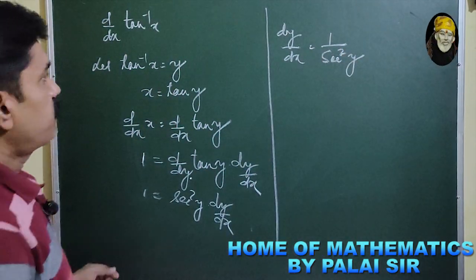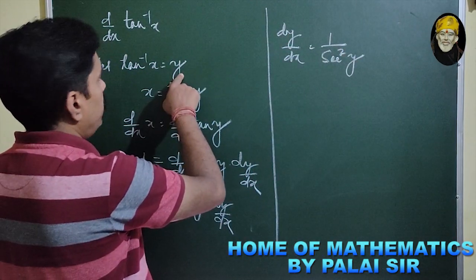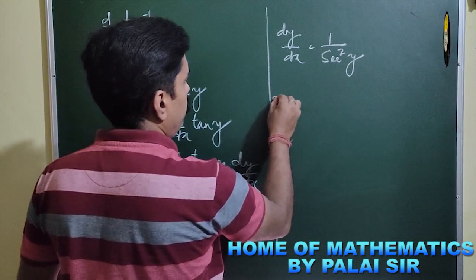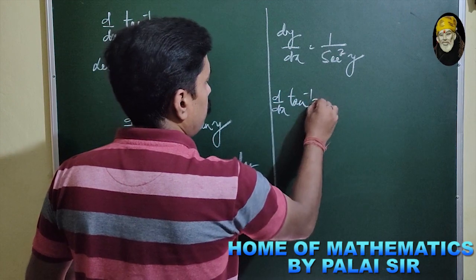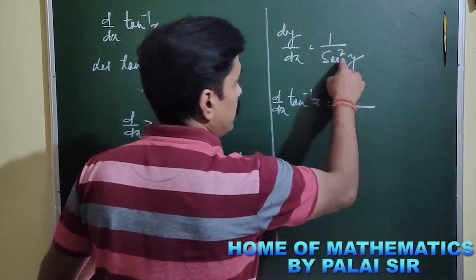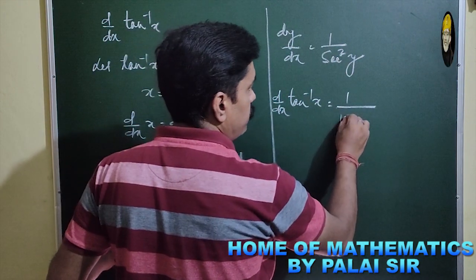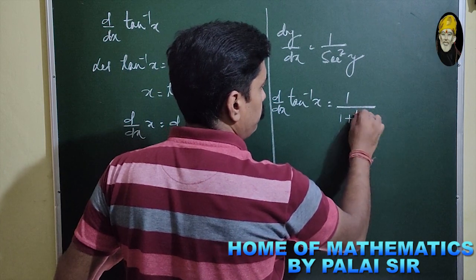Now in place of y you put its value. Y का value कितना है? tan inverse x. So here you will find dy/dx of tan inverse x will be 1 by sec square y. This can be written as 1 plus tan square y.